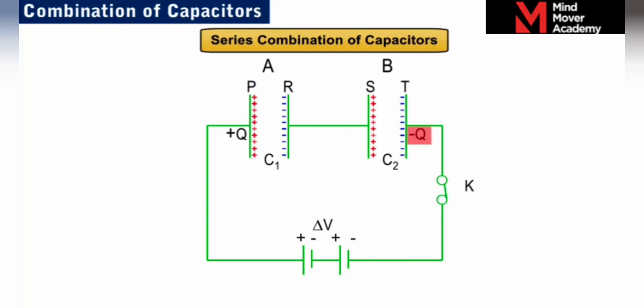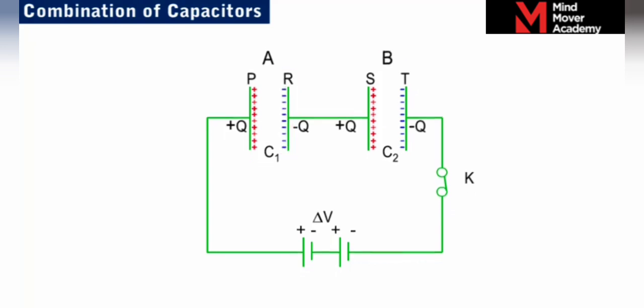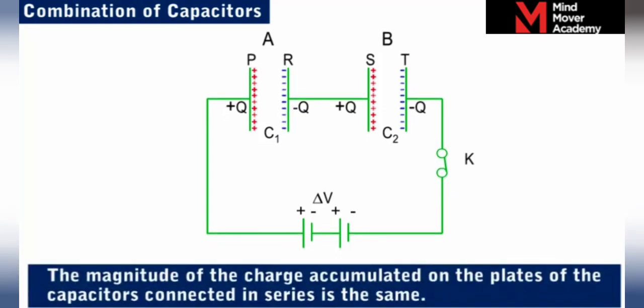As minus Q accumulates on plate T, an equal amount of negative charge is forced off the plate S of the capacitor B. Hence, the plate S has an excess positive charge which is equal to plus Q. The negative charge, minus Q, leaving the plate S, travels through the connecting wire and accumulates on the plate R of capacitor A. Hence, the magnitude of charge accumulated on the plates of the capacitors connected in series is the same.